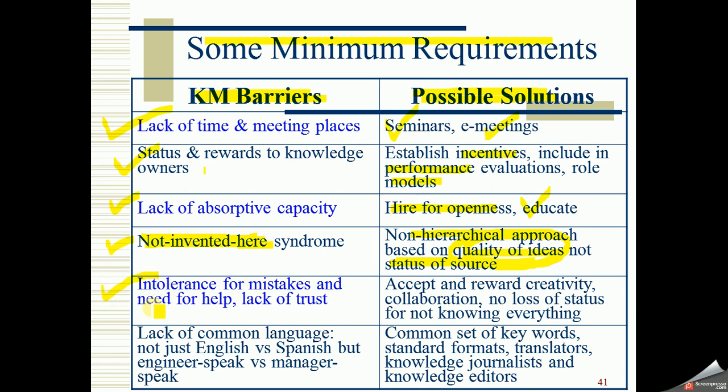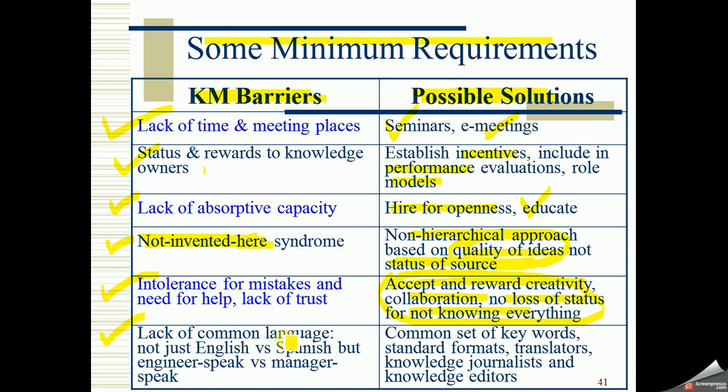Intolerance for mistakes and need for help, or lack of trust, is another barrier. The people do not tolerate mistakes. So the possible solution is to accept and reward creativity, collaboration, and no loss of status for not knowing everything. Nobody knows everything, so we accept this lack of knowledge as a basic limitation of every individual.